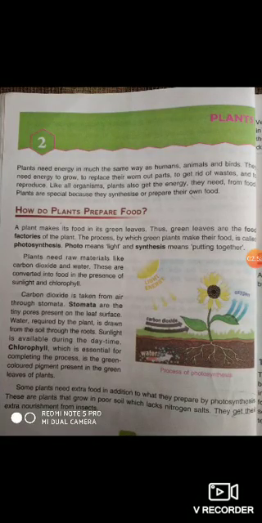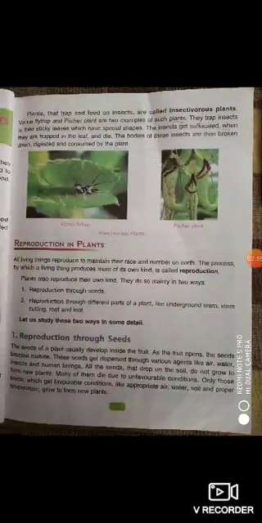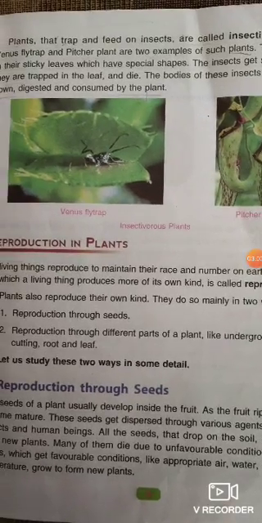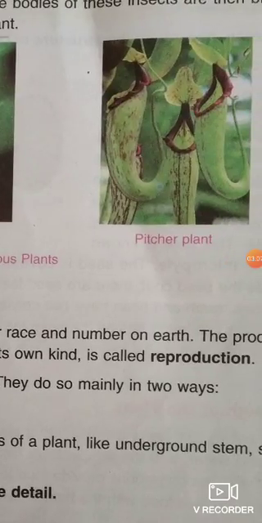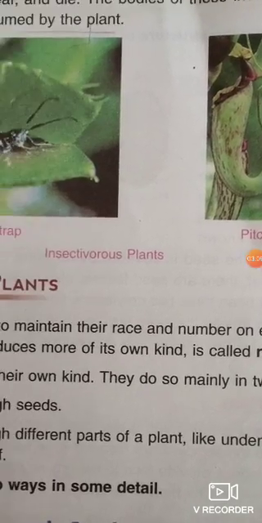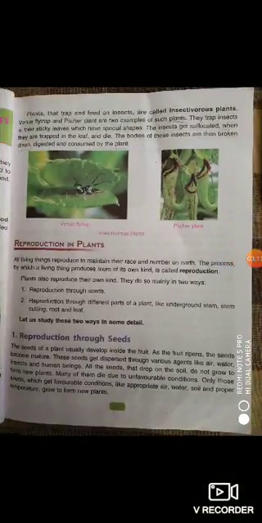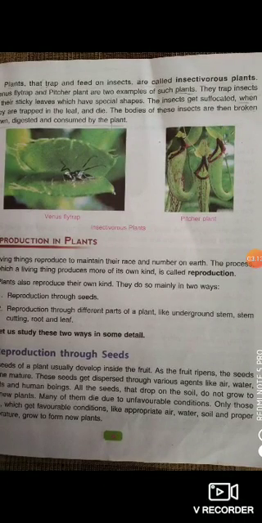Now one thing you have to know is what are insectivorous plants. There are two plants I am showing you. This is the Venus flytrap, and this is the pitcher plant, and both the plants are insectivorous plants. And now the question is, why are they insectivorous plants? Because they feed on insects also.